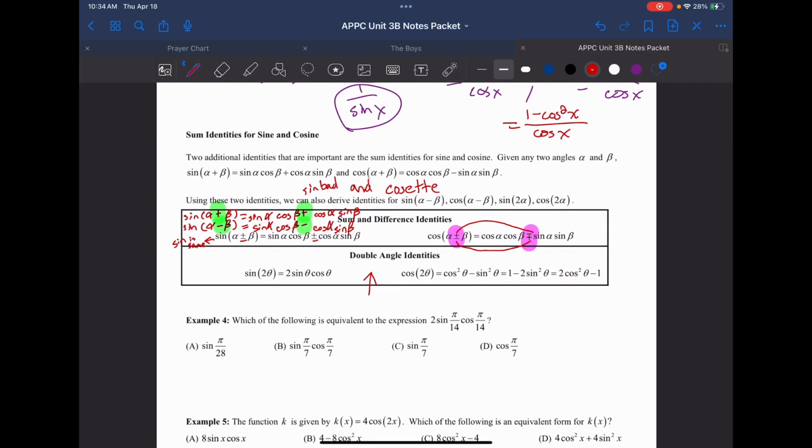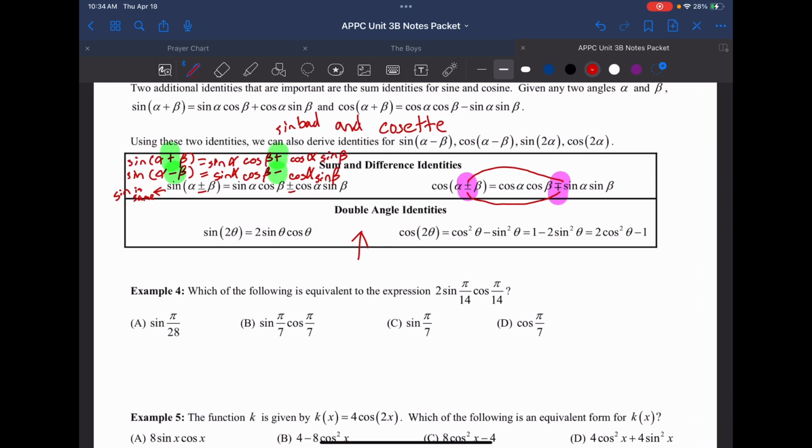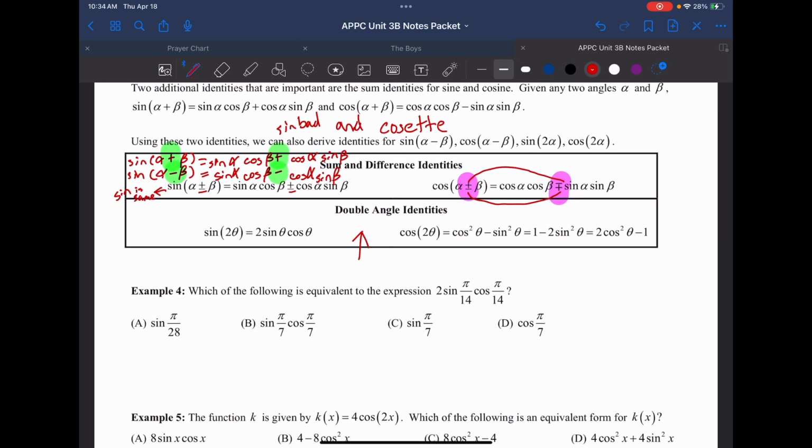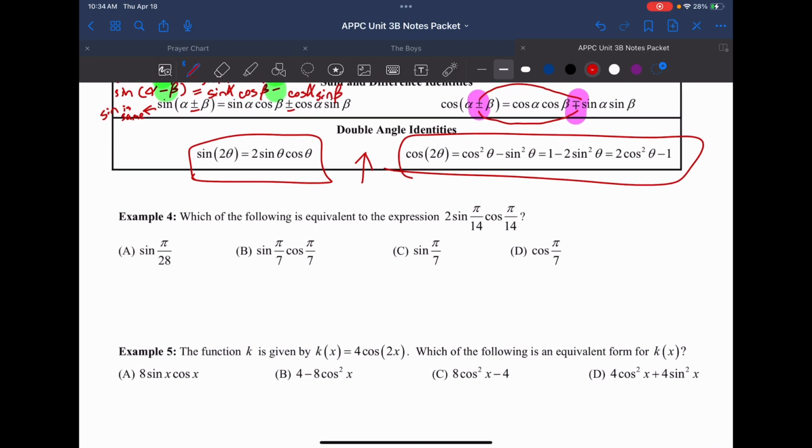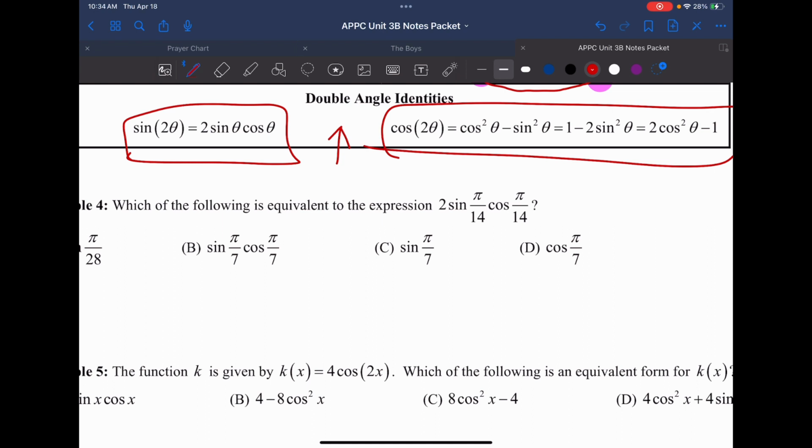And then the different double angle identities, I'll just show you examples of how to use these and just commit both of these to memory here. So, which of the following is equivalent to the expression 2 sine theta, or my theta in this case is pi over 14, and cosine of pi over 14.